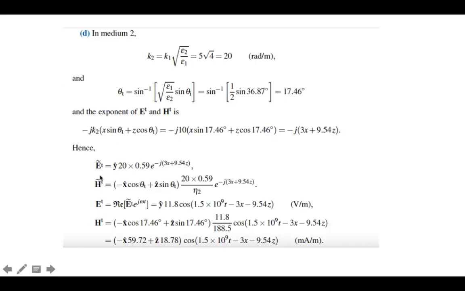We can then determine H by, once again, taking the cross product of the propagation vector and y hat, and so we end up with this expression for H. We plug in our transmission coefficient, we plug in eta 2, and we get the end result, which we can then move to the time domain by adding back the cosine omega t part and taking it out of phasor notation and putting it into time domain notation.